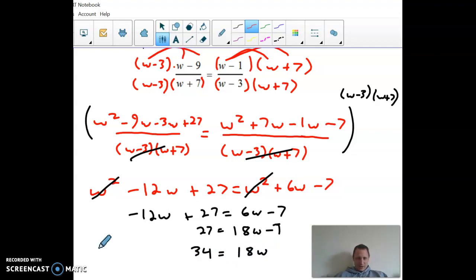Okay, and so divide both sides by 18. Sorry, I ran out of space as always. So you're going to have 34 divided by 18 is our answer. Then I would clean that up a little bit and say that if you divide both by 2, that would be 17 over 9. All right, so it's almost 2, but not quite. A little bit less than 2 is our answer for this one.